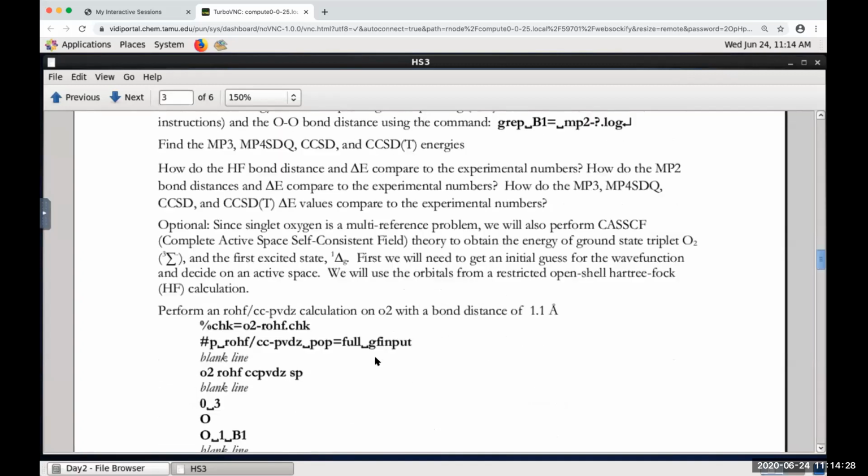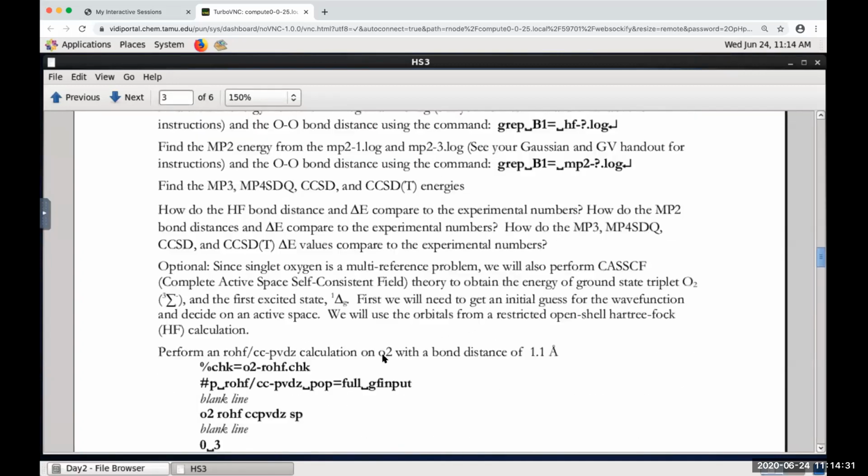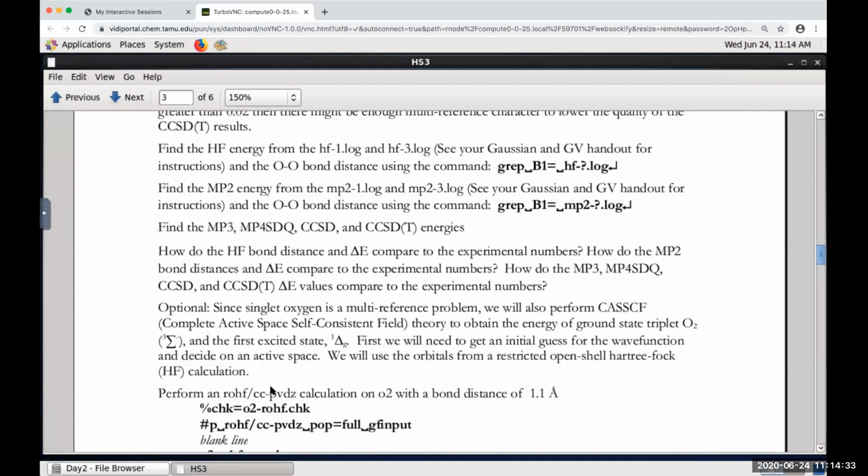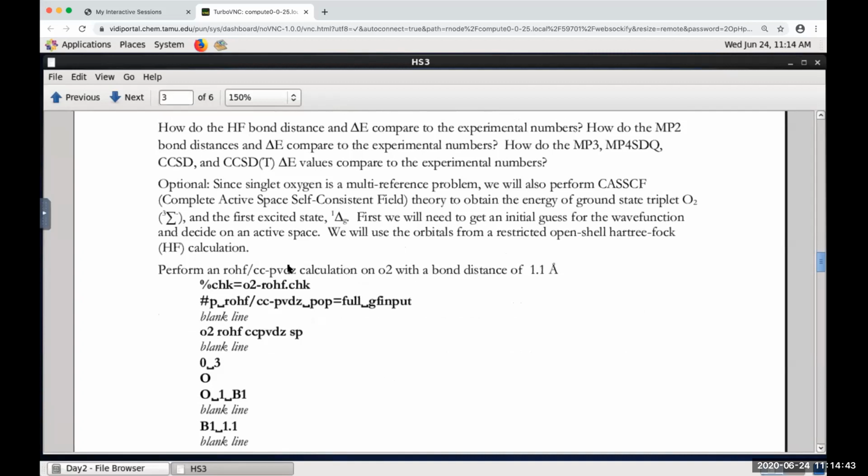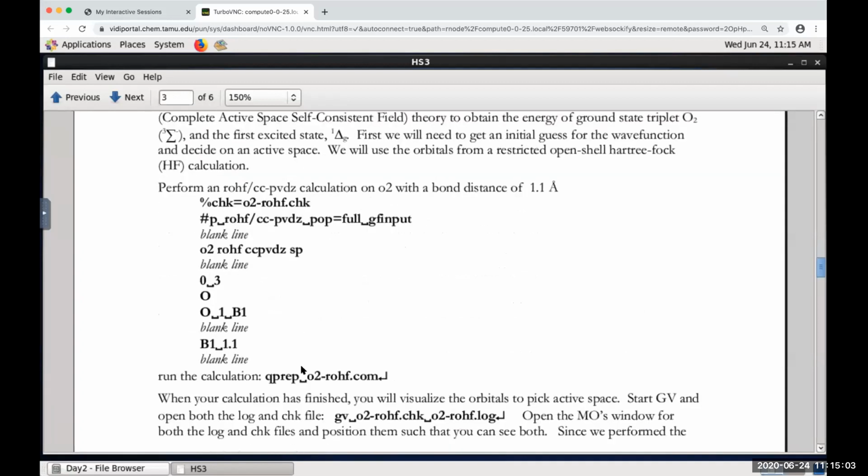Okay, so then I have an optional exercise. If you have time and you're brave, you can go ahead and run through the multi-reference calculation. This is optional, and it goes through running a restricted open shell Hartree-Fock calculation to get a starting wave function to do some CASSCF calculations. Again, remember to include the path in front of your file name for the %chk lines. If you don't include the path, you won't have the checkpoint file, and you need this to read in the wave function for the other calculations.